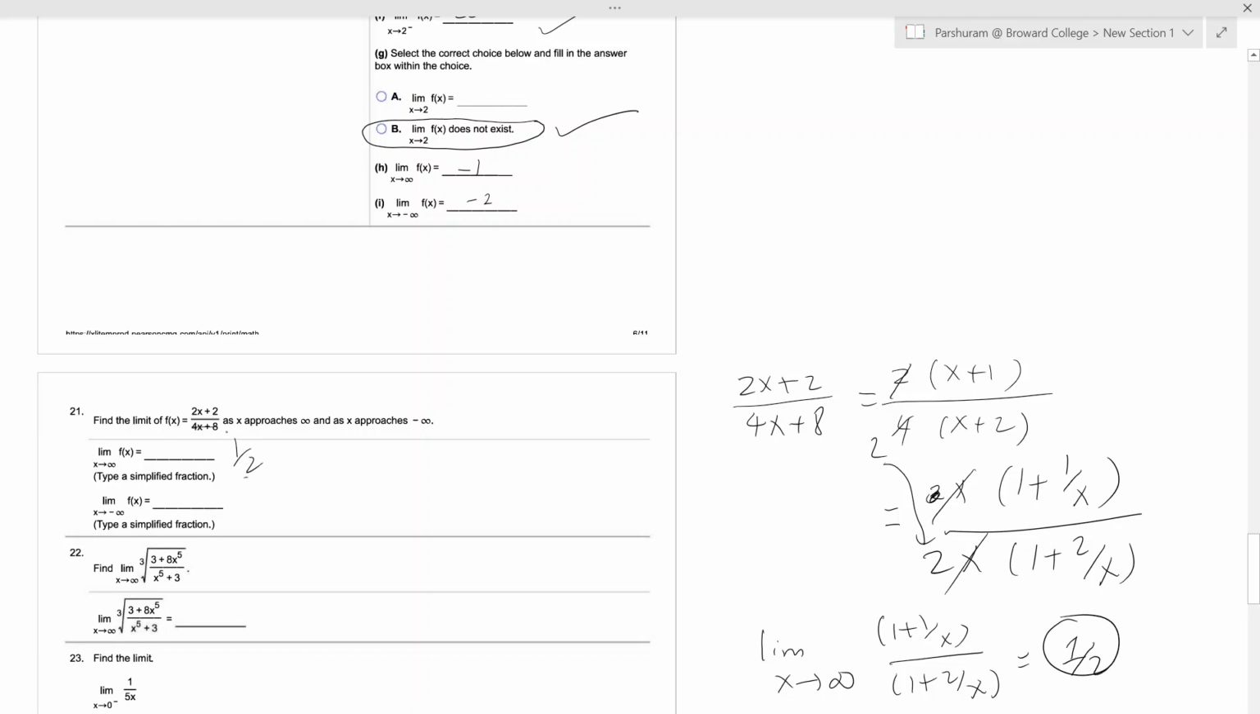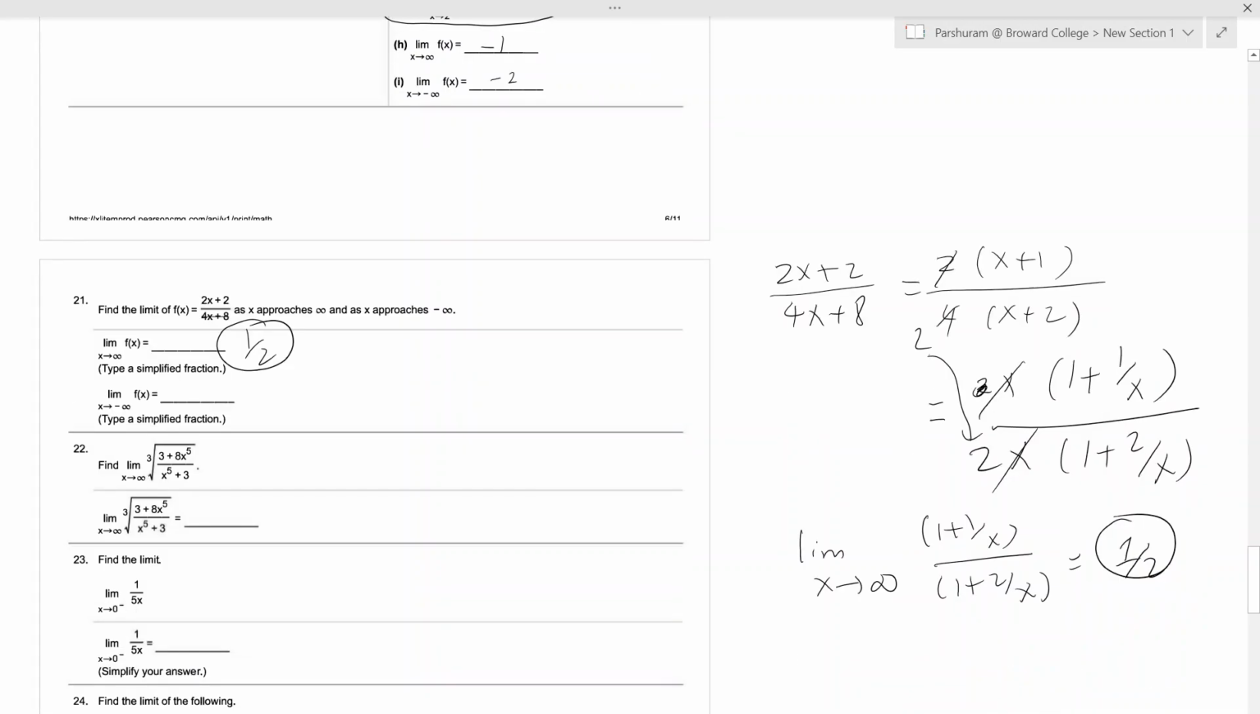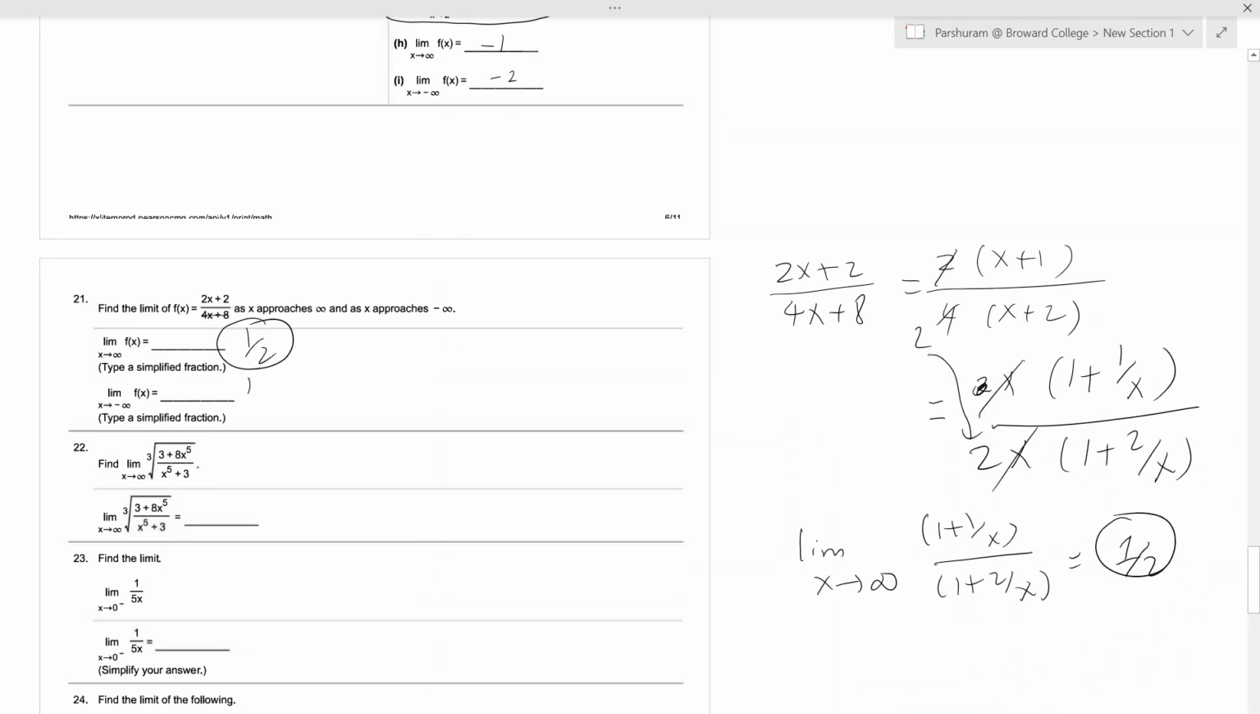When x approaches positive infinity, it's 1 over 2. When x approaches even negative infinity, the second part in the numerator and denominator again goes to 0, and once again this is half. So either it's positive infinity or negative infinity, this part would always be 0, and the only leftover term would be the constant 1 over 2. So that's why it's 1 over 2.